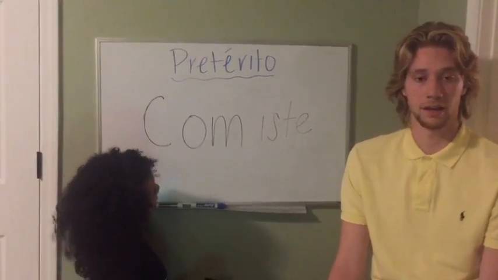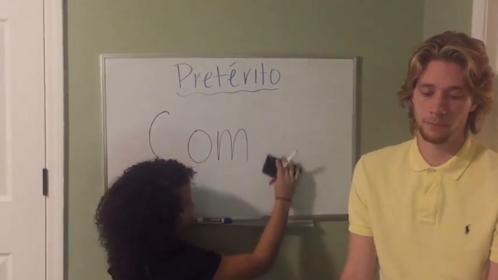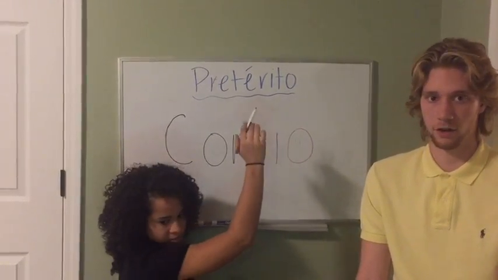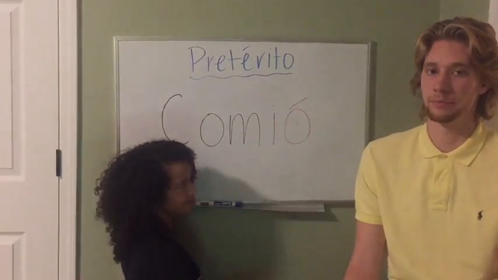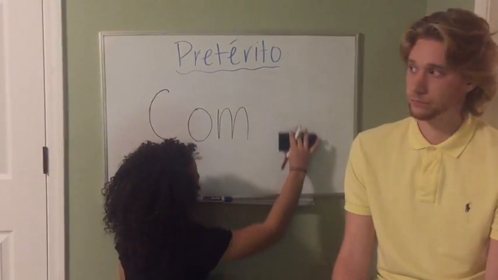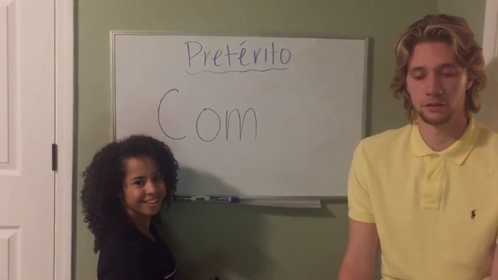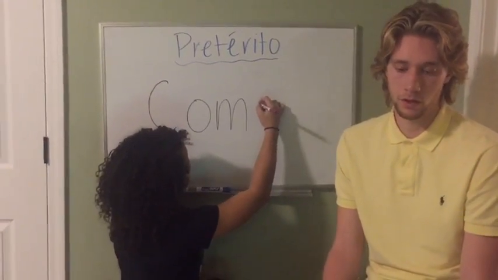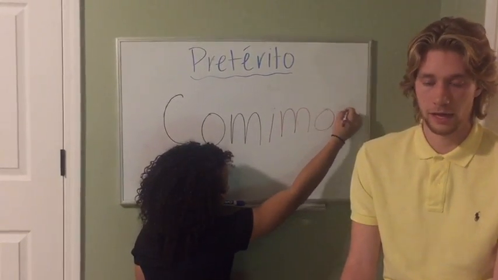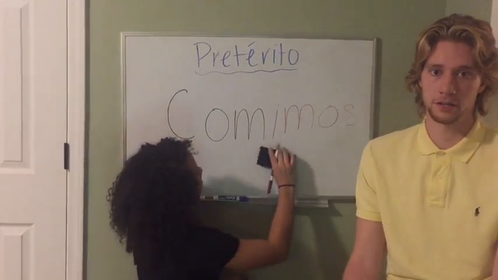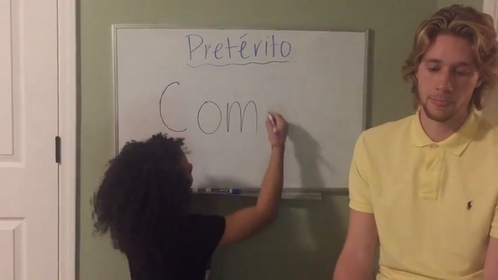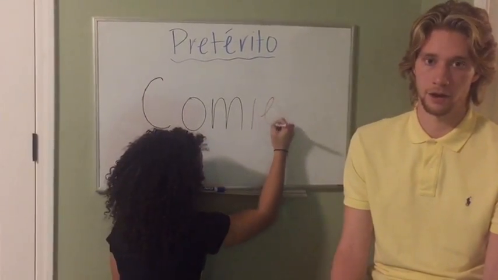For the él, ella, or usted form, drop the ER and add ió with an accent over the ó, which would mean he or she ate. To conjugate comer into the nosotros preterite form, you drop the ER and add imos. And lastly, to conjugate comer into the preterite ellos, ellas, or ustedes form, you drop the ER and add ieron.